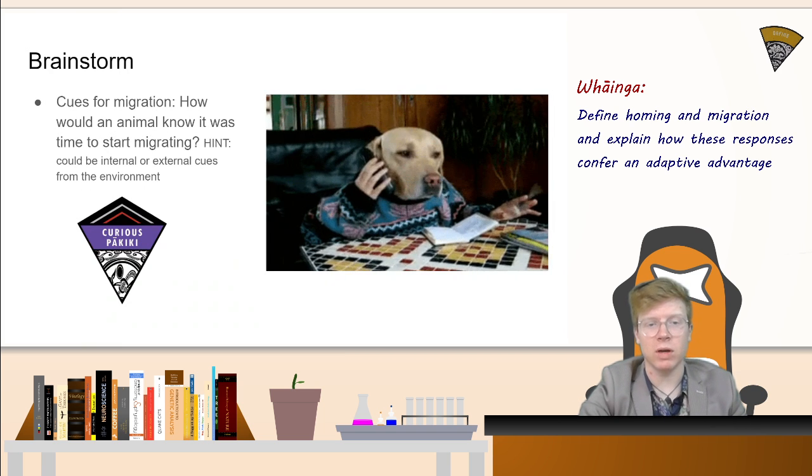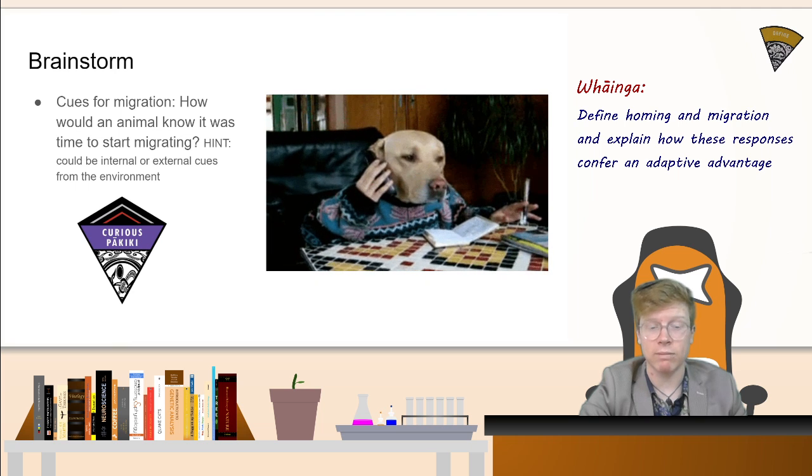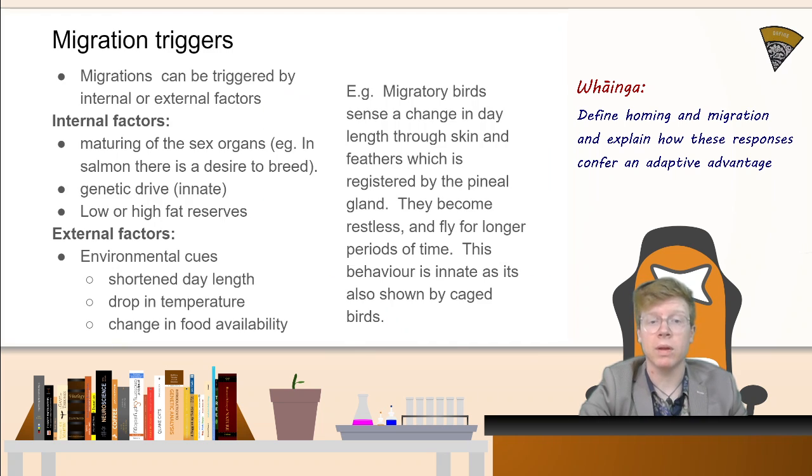Okay, we've got another little brainstorm for you here, a little task for you. I want you to be thinking about what are the cues that might trigger an organism to migrate. Again, I'll let you pause the video if you'd like to, have a bit of a think, write these things down, and then I'm going to change it over, okay? In 3, 2, 1. Here are some examples of migration triggers.